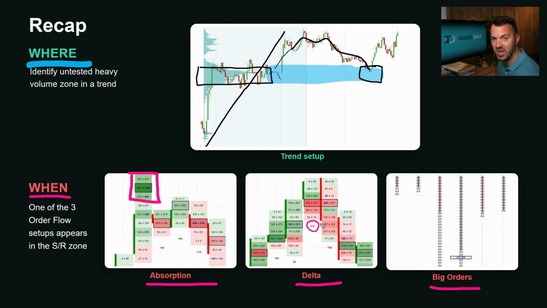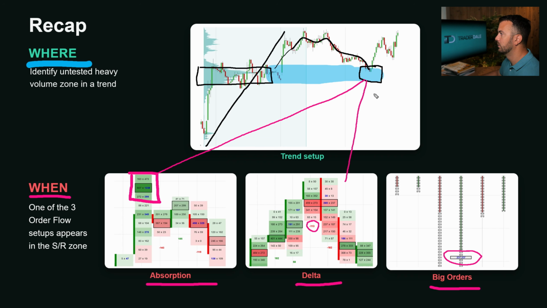You need to see a change in the delta. And the big orders is that filtered chart where you see only the big orders. If you see any of those in this area, then you enter the trade. If you see 2 or 3 of those at the same time, even better, but one is enough, okay? When you see this, that's when you enter the trade.